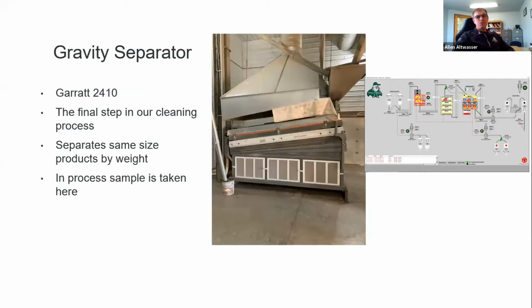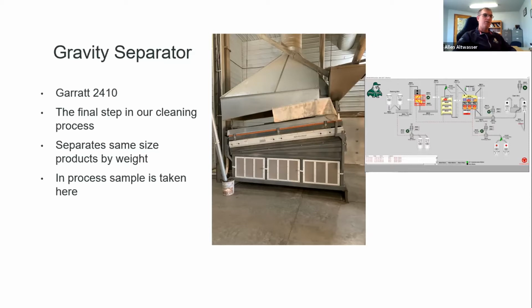From the indents, we're sending seed over our gravity separator. It's a Garrett 2410, and this is the final step. This machine is really excellent at separating same size product. It's separated by specific gravity. So if you've got same size product that the screens and the indents can't get, this will separate it more or less by weight. And it's really good at separating lighter material than the seed.